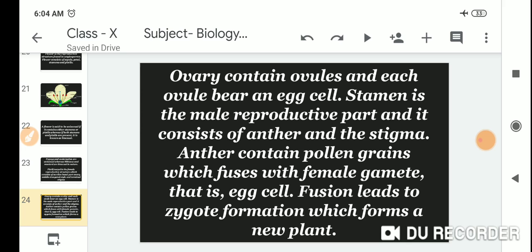Stamen is the male reproductive part, and it consists of the anther and the filament. The anther contains pollen grains which fuse with the female gamete, that is the egg cell. Fusion leads to zygote formation, which forms a new plant.